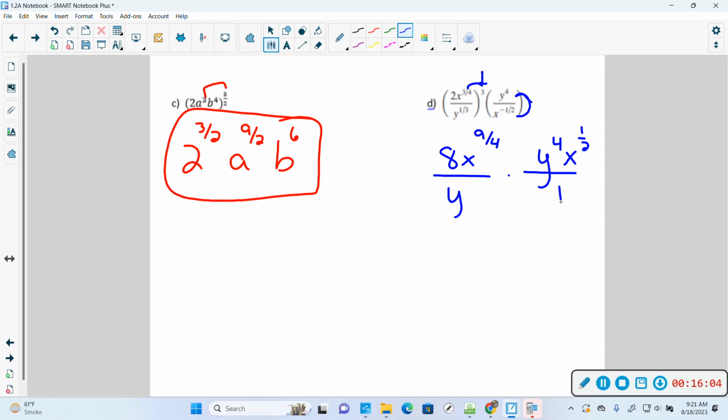Okay, let's see what we can put together here. 8's 8. 8's just hanging out. Let's put our x's together. Oh man, we're going to have to do some fraction work. What's 9/4 plus 1/2? 9/4 plus 1/2. So 1/2 is equivalent to how many fourths? 2. So 9/4 plus 2/4 makes 11/4.